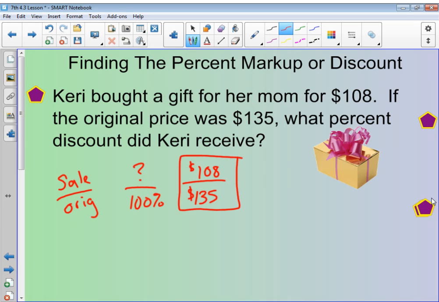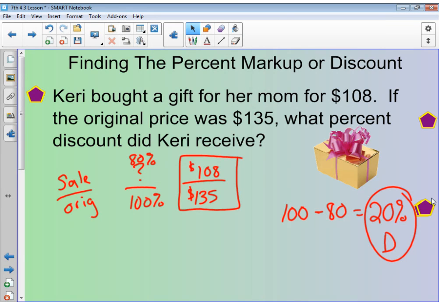When I change it to a decimal, it gives me 0.8 or 80%. So Keri paid 80%. We have to remember, we want to know how much she didn't have to pay. What discount did she get? We're always going to take our original minus the percent that she paid, 80. So she got a 20% discount.